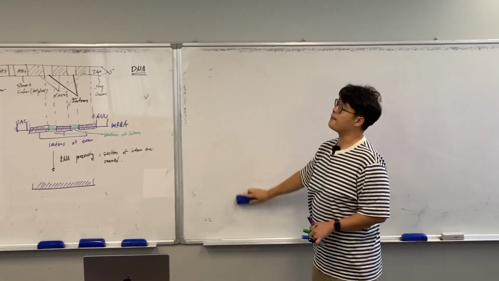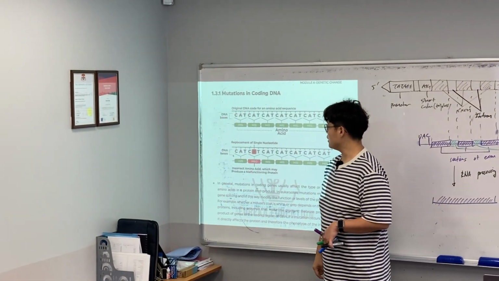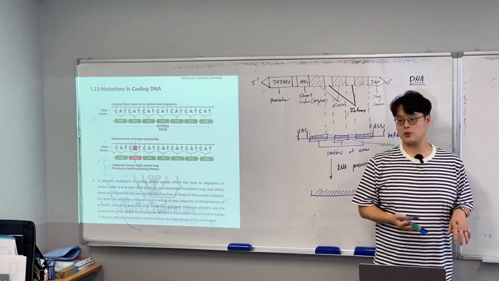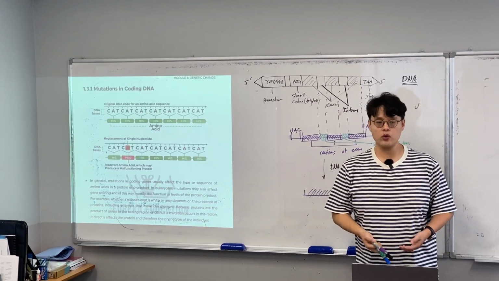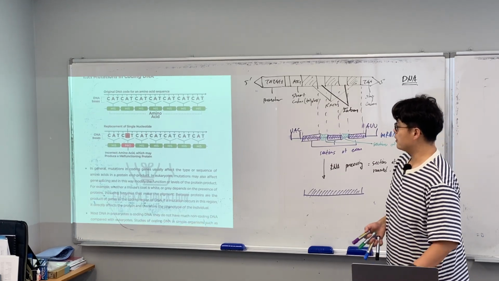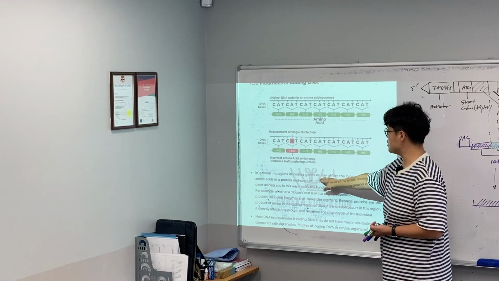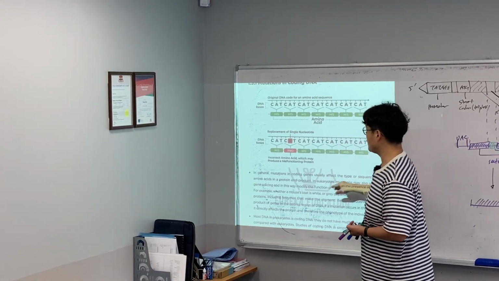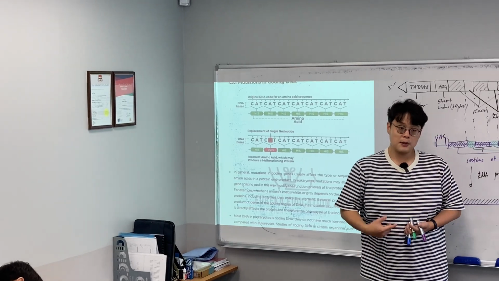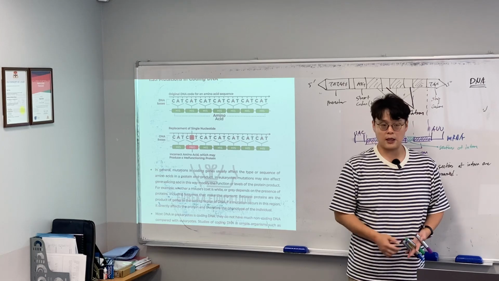What if we have mutations in the coding DNA? This is basically what we haven't talked about previously. I'm talking about point mutation, substitution, or it could be deletion, insertion. It doesn't really matter. So first point, please. In general, mutation in the coding genes usually affects the sequence of amino acids in the protein, the end product. This means it can be a point mutation. It can also be a frameshift mutation too.